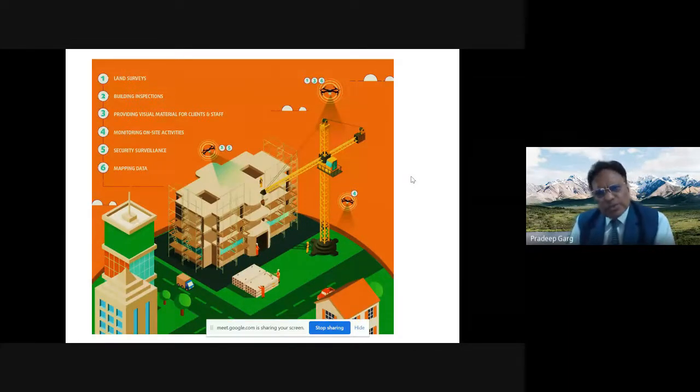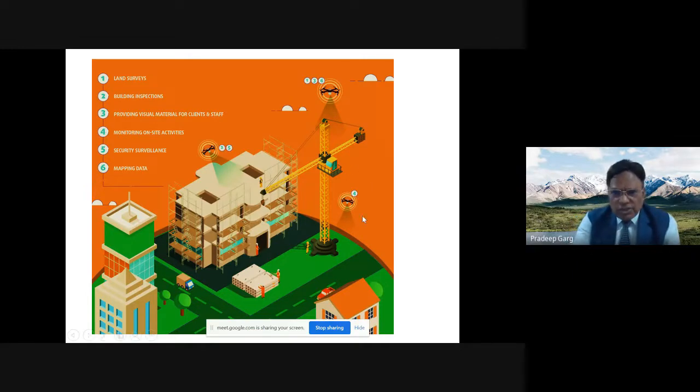This example shows how the construction industry is benefited. You can see a building here, the construction is going on, you can see the scaffoldings, but at the same time you can see the drones at different altitudes. If you see the numbers 1, 2, 3, 4, 5, 6, there are drones flying at a low altitude, and a drone flying at a slightly higher altitude, a drone looking at a particular angle and taking images continuously of the area.